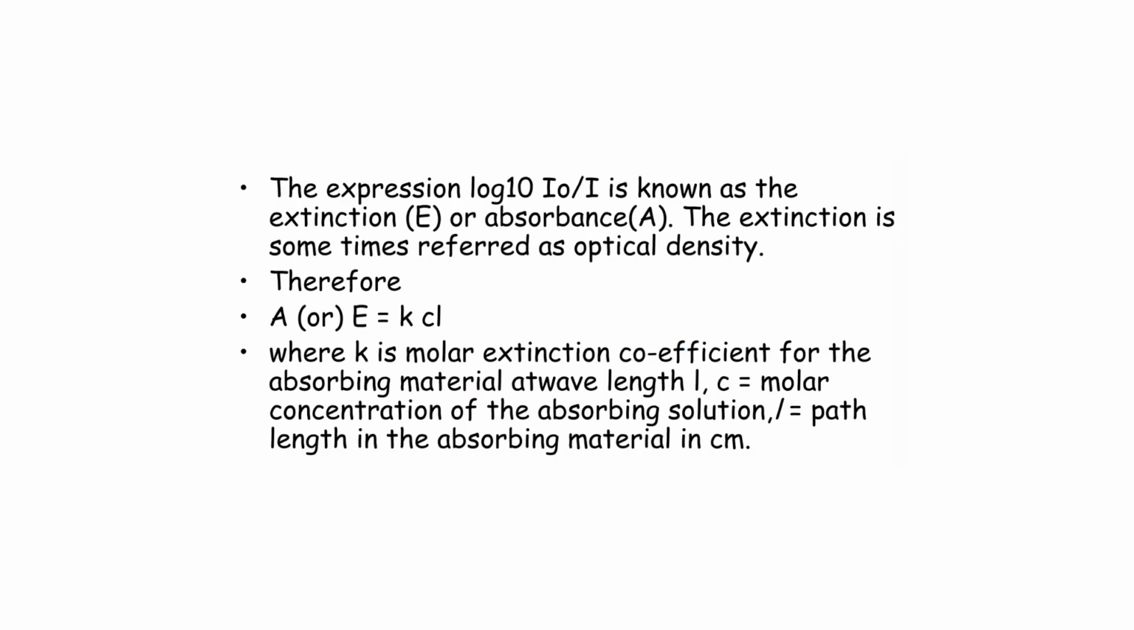The expression log to the base 10 I0 by I is known as the extinction E or absorbance A. So the extinction is sometimes referred to as optical density. So therefore A or E is equal to k c l, where k is the molar extinction coefficient for the absorbing material at wavelength L, and C is the molar concentration of the absorbing solution, and L is the path length in the absorbing material in centimeters, and k, which is the molar extinction coefficient, is usually denoted as epsilon. So the equation for Beer-Lambert's law becomes A is equal to epsilon c l.